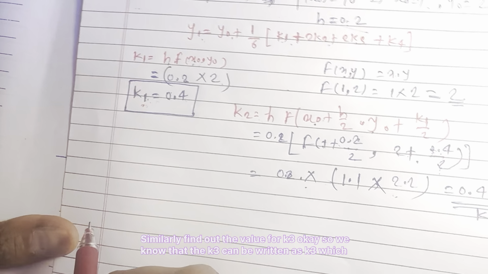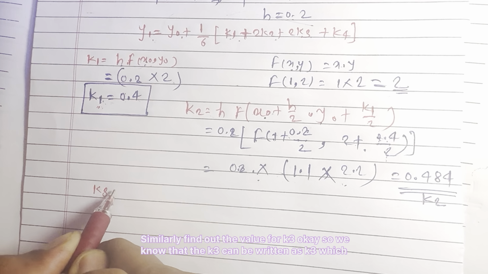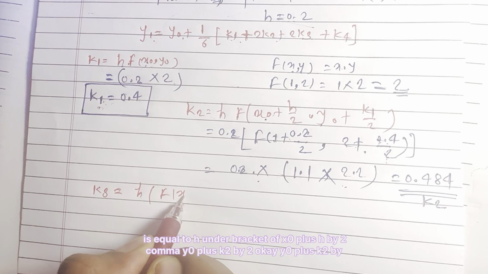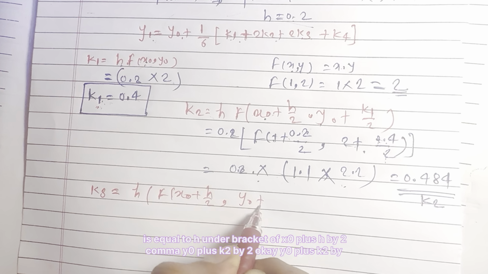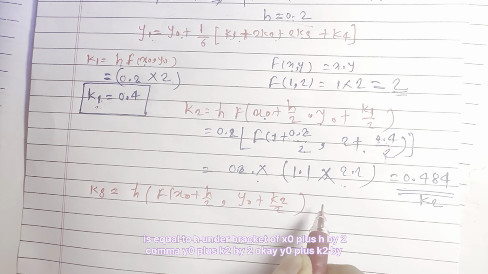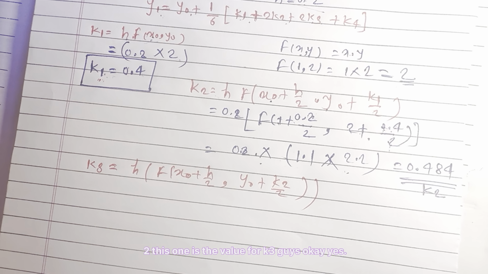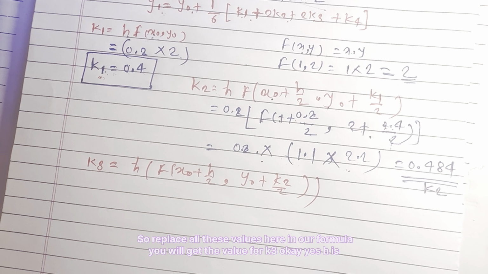Okay, so we know that k3 can be written as k3 equal to h times f of x naught plus h by 2 comma y naught plus k2 by 2. This one is the value for k3, guys. Replace all these values here in our formula, you will get the value for k3.